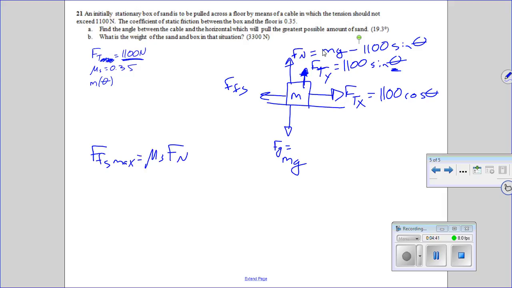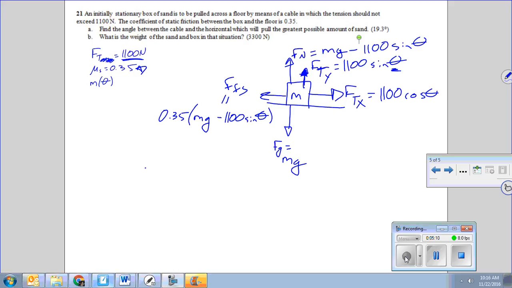So let's see, I know my coefficient of static friction, and I just came up with an expression for my normal force. So this force of static friction is going to equal 0.35 times my normal force, which is mg minus 1,100 sine theta. Okay? So there's my drawing. All right.